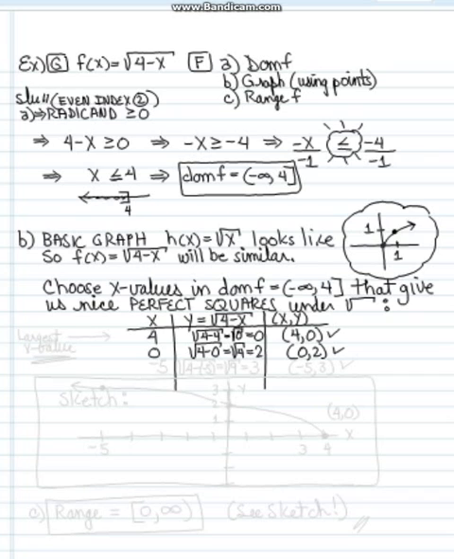And finally, on the interval from negative infinity to positive 4, the next value I should choose should be negative 5. Now look what happens. The square root of 4 minus a negative 5. Well, what's minus a negative 5? Double negative. That makes it plus. So it's 4 plus 5. So that makes it the square root of 9. See, 9's a perfect square. The square root of 9 is 3. So that gives me the ordered pair x, y equals negative 5, positive 3.